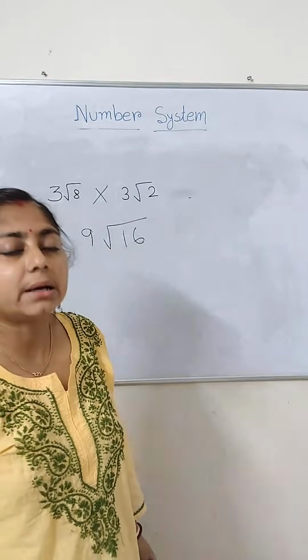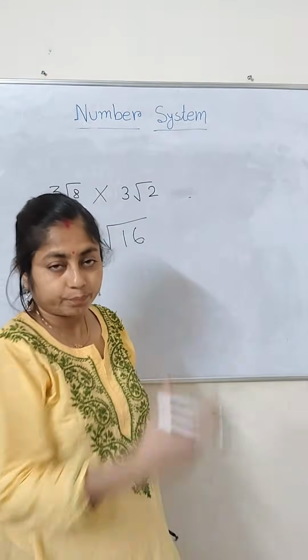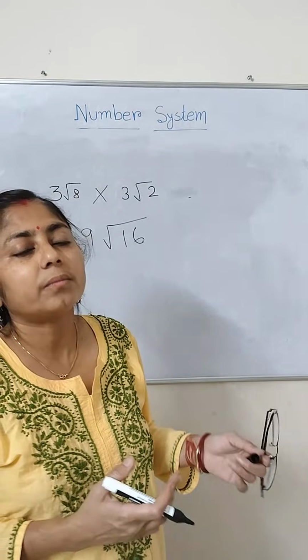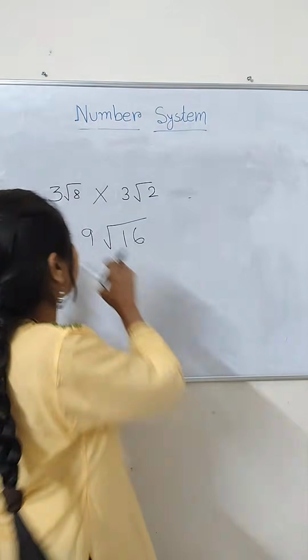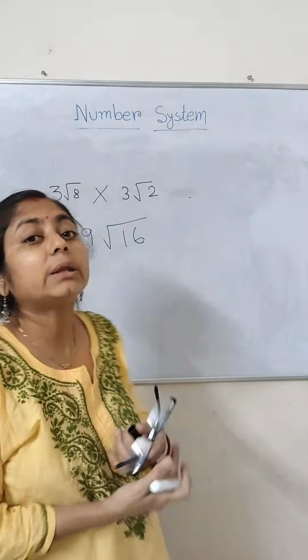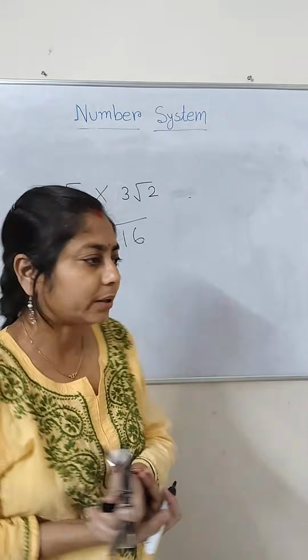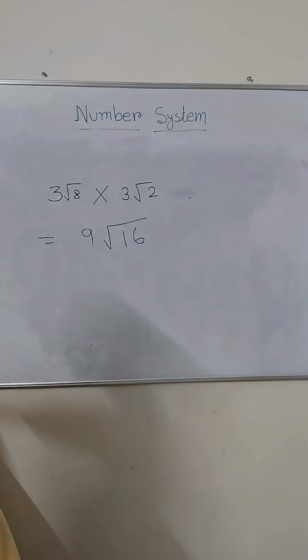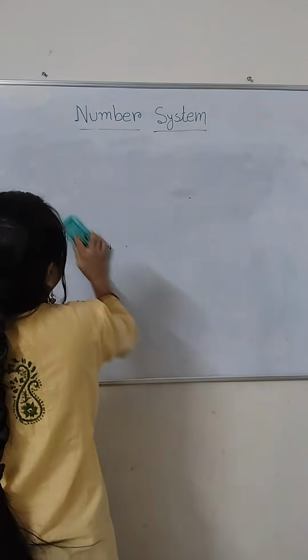So what am I telling? When there is a number with root, in that case, how can you multiply? First you multiply the normal numbers, the normal part, and then you multiply the root part. Okay? Now I give you one math. You do it and tell me what's the answer.